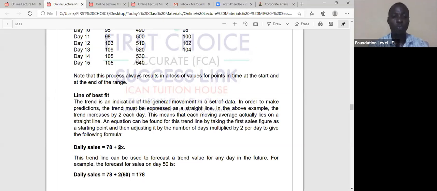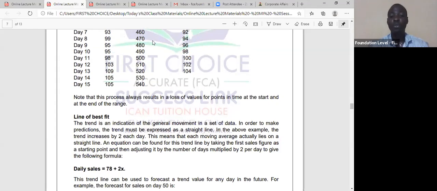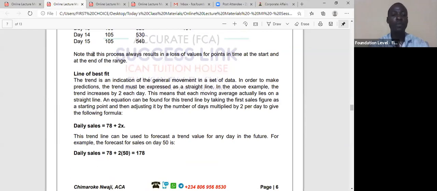This is your slope, the rate of change, the rate of increase or decrease. So it's increasing by 2. You take it and multiply by the number of days. If you want to do it for 2 days, x will become 2. If you want to do it for 3 days, x will become 3. So in this trend line, if you want to forecast for day 50, all we need to do is say 78 plus 2 times 50, which will give you 178.